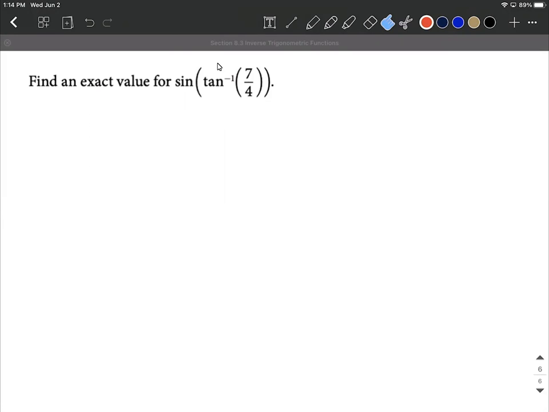So whenever you have the inverse function on the inside, what I always like to do, and I would suggest you do the exact same thing, is we're going to make a let statement. We're going to go ahead and say let theta equal whatever the inner function is, that inverse function.